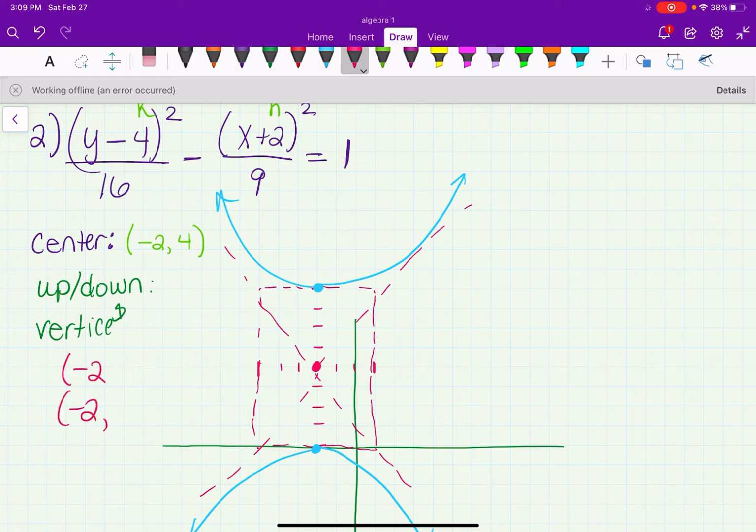So I left -2. And then I was at 4, and I went up 4, so that's going to take me to 8. I was at 4, I went down 4, that's going to give me 0. So that's my vertices. Or you just read them. Again, they're these points right here. If you make a nice, neat graph, you can just read them off the graph. Okay, so they're your vertices.